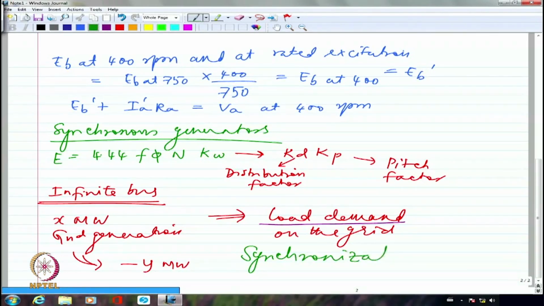So synchronization of a generator means that I am connecting a generator to the grid, and the grid voltage and frequency are set in stone. So if the voltage or the frequency is not matching, I have to modify only my generator. I can't expect to be modifying the infinite bus. That's not possible. So let us take a look at what is the process of synchronization.